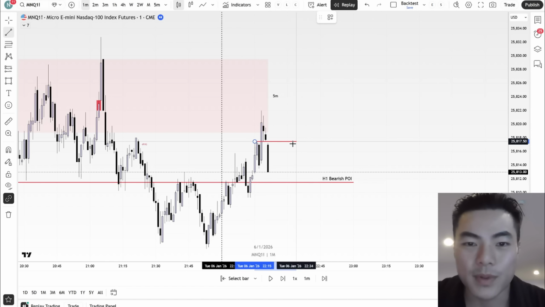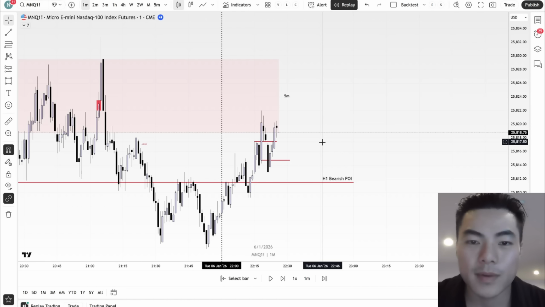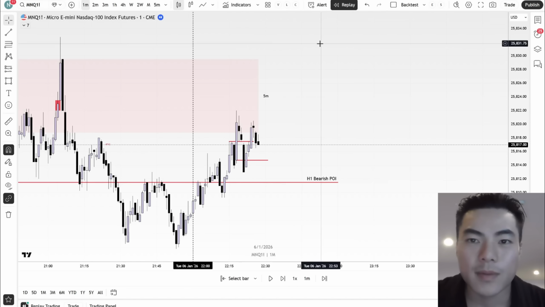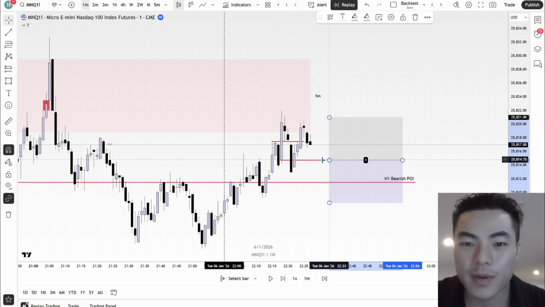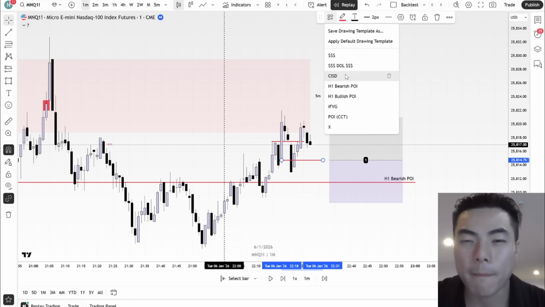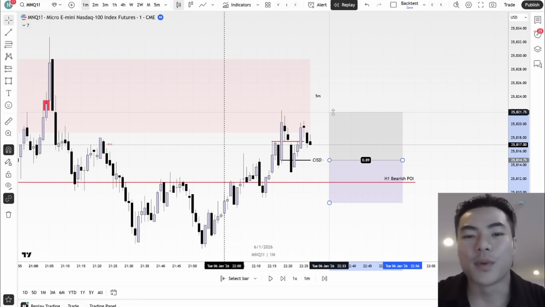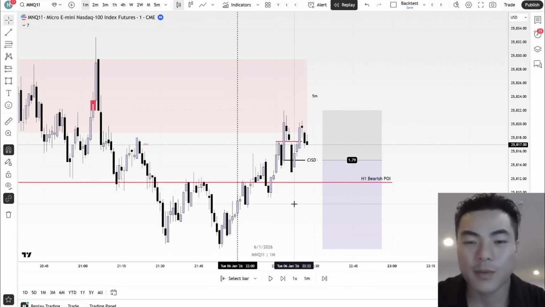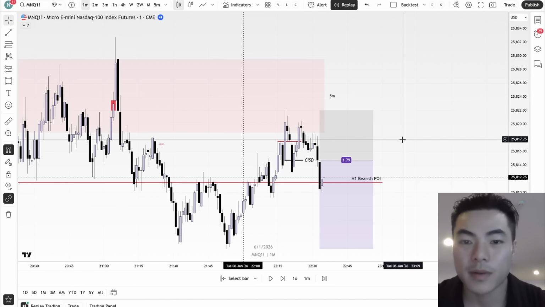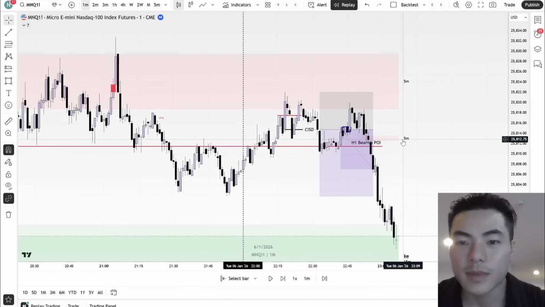So here's your liquidity sweep. And so here would be your CISD level. So let me just mark that. You can put your entry there, put your stop at that high, targeting these lows down here. 1.8 R. And it takes a while, but you do get it. Nice.